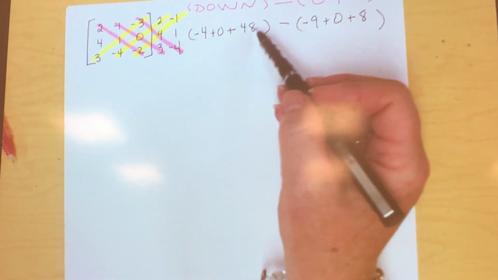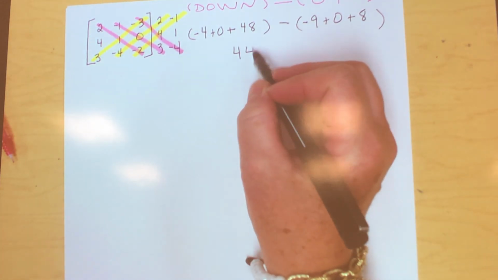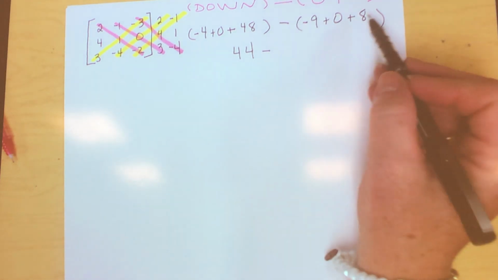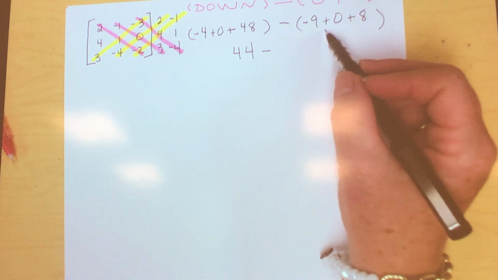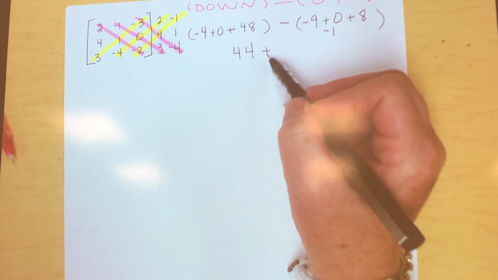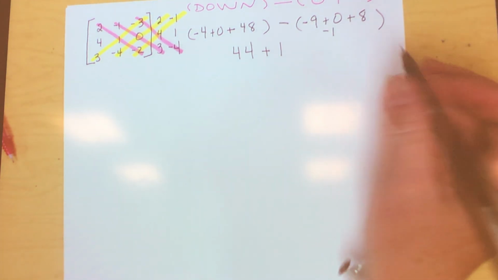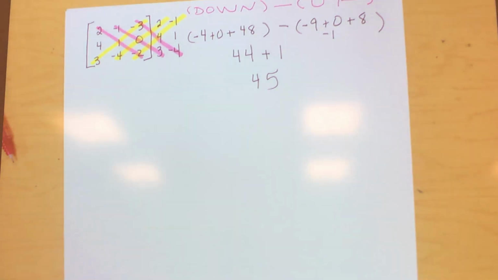All right? So over here, what's 48 minus 4? 44. Minus, what's negative 9 and 8? Negative 1. What's the opposite of negative 1? Positive. Minus a negative 1, however you want to look at it. And 44 and 1 make 45.